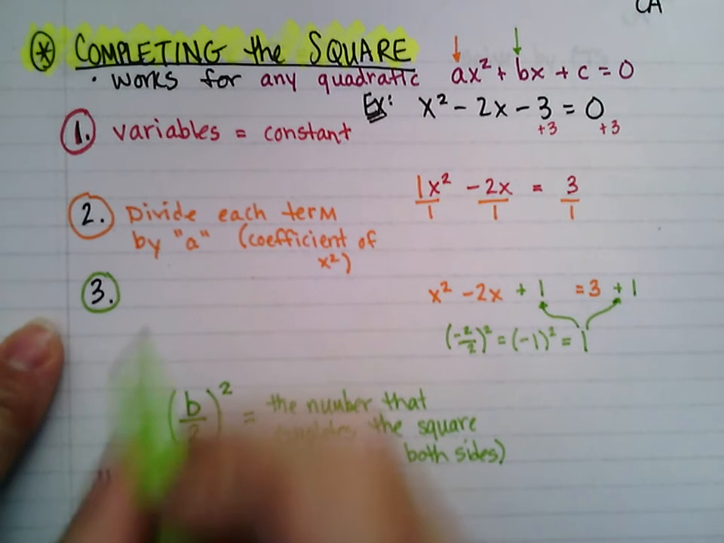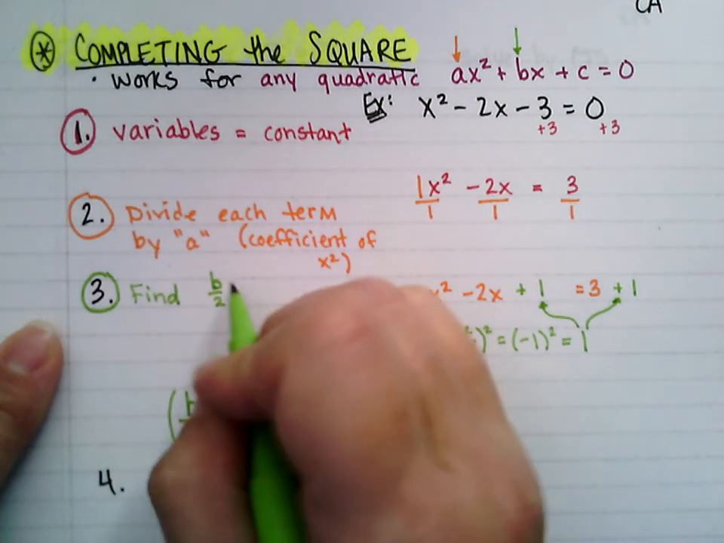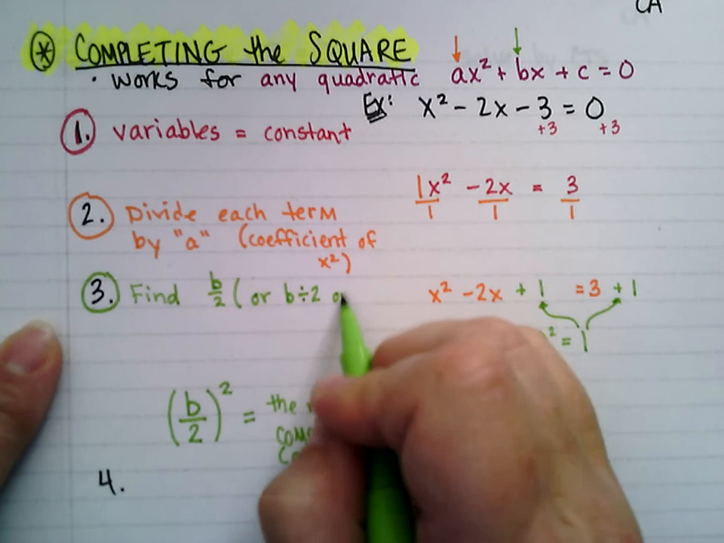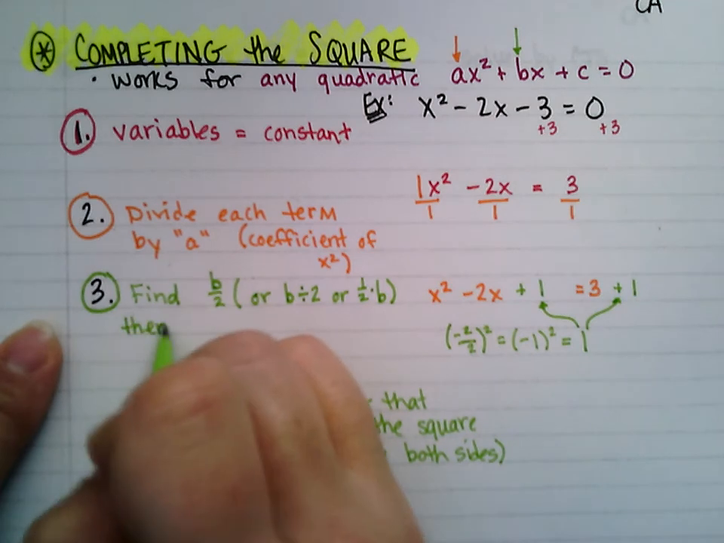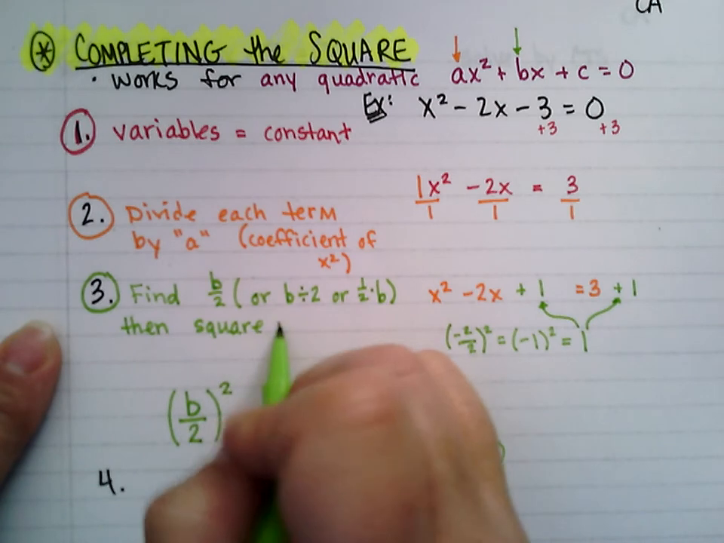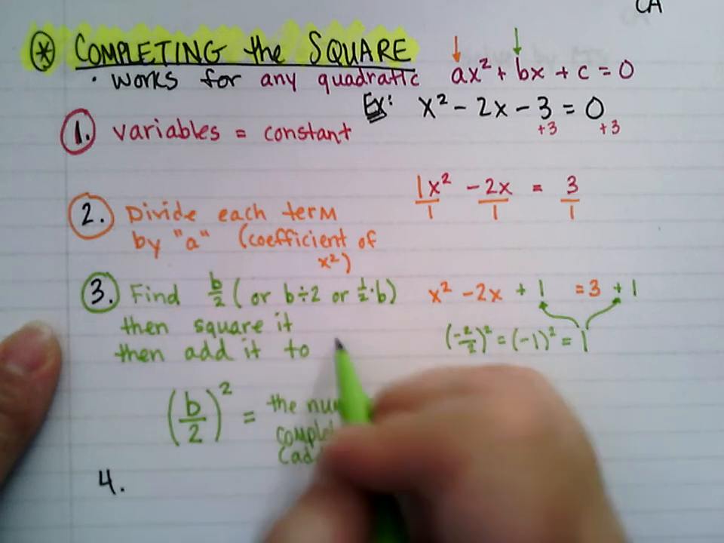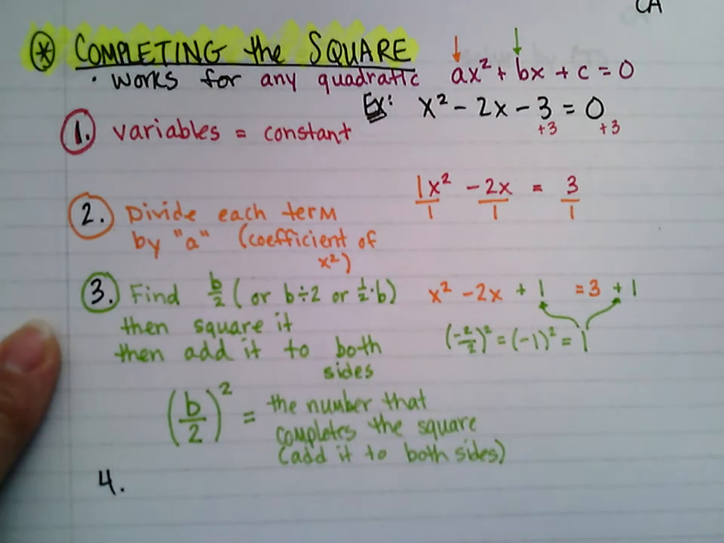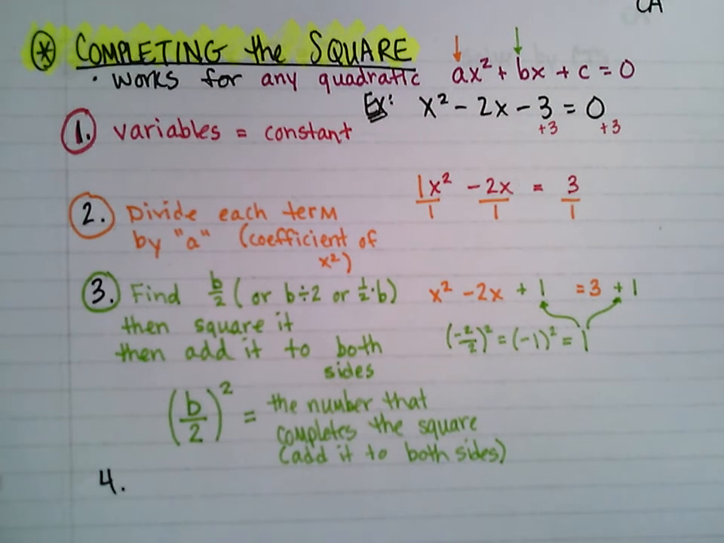So to kind of write that in words, we want to find b divided by 2, which sometimes is better to think of as b divided by 2 or 1/2 times b, because those are all the same things, but sometimes it works better in the problem. Then we're going to square it. Then we're going to add it to both sides. Okay, b divided by 2 squared, that's the number that completes the square. We added it to both sides.